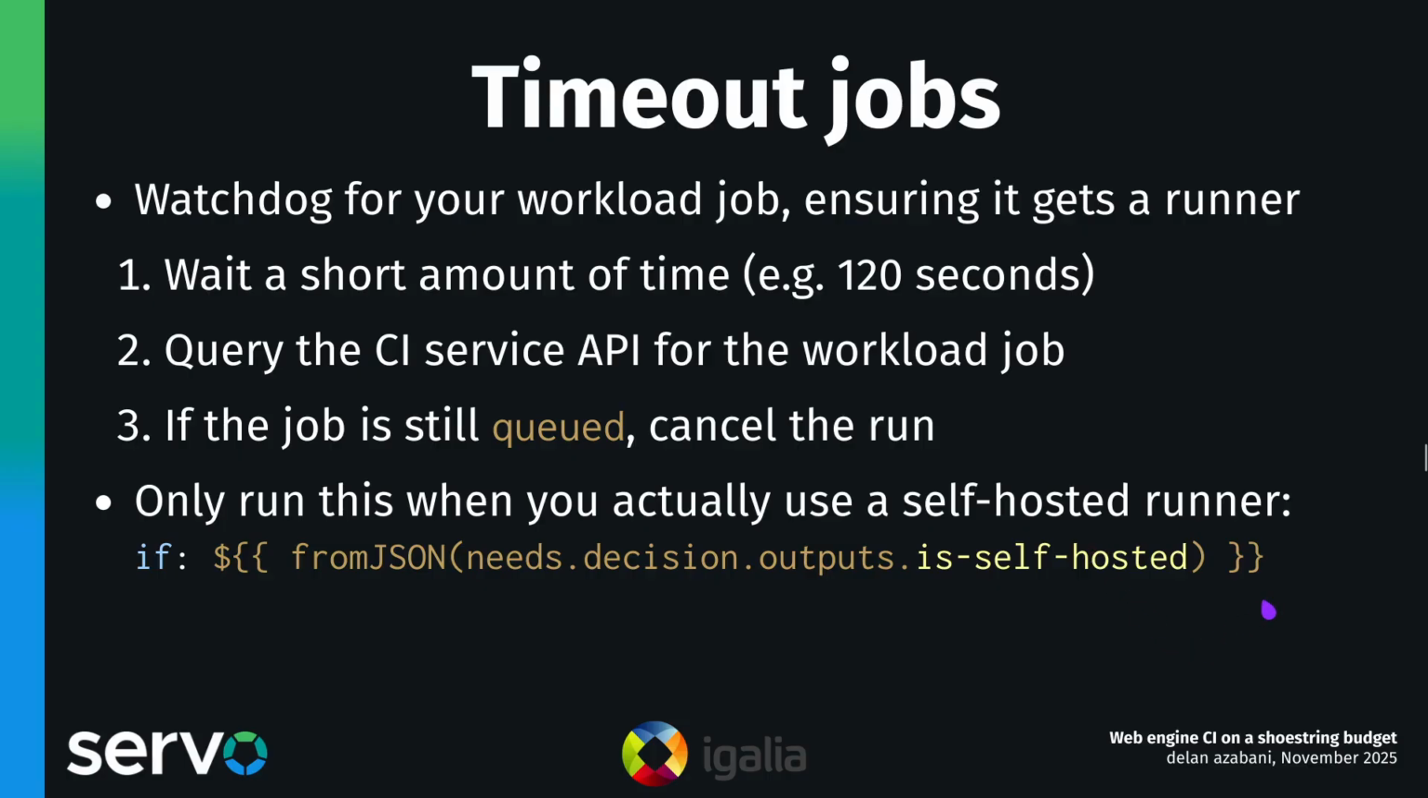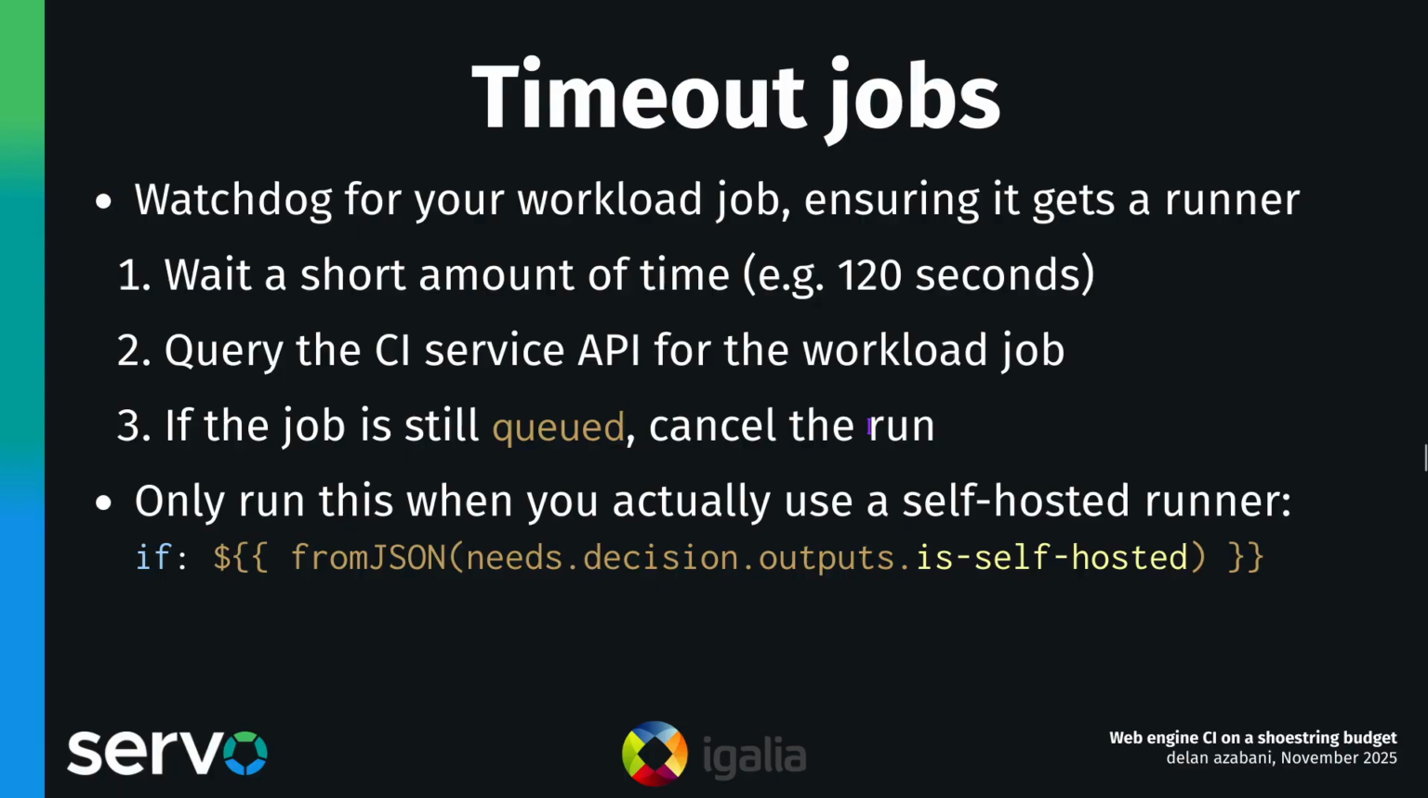So we solved that using timeout jobs. A timeout job is a sibling to your workload job, and it acts as a watchdog, and it ensures that it actually got a runner when you expect to get a self-hosted runner. And how that works is we wait a short amount of time, just a minute or two, which should be long enough for the runner to actually start running the job. And then we query the API of the CI service to check if the workload job actually started running or if it's still in that queued state. If it's still queued after 2 minutes, we cancel the run.